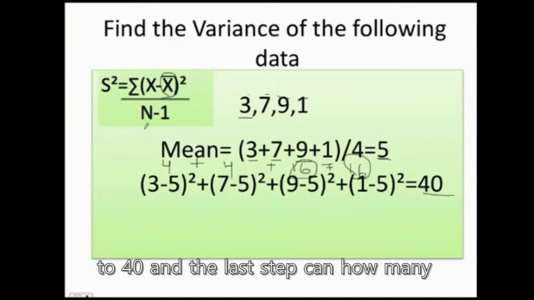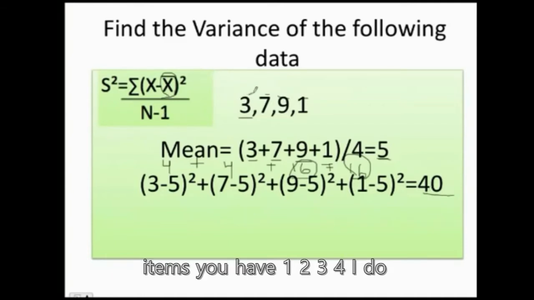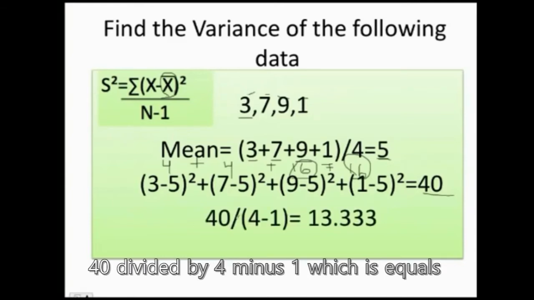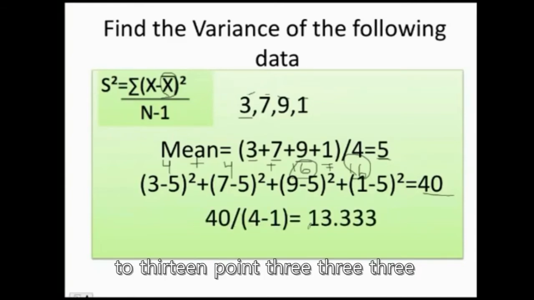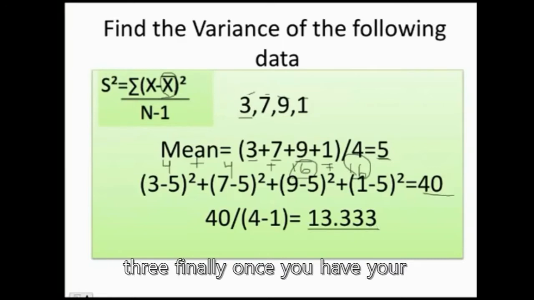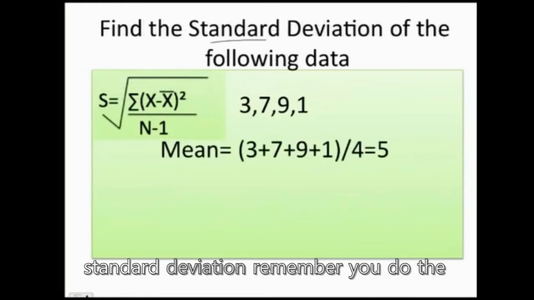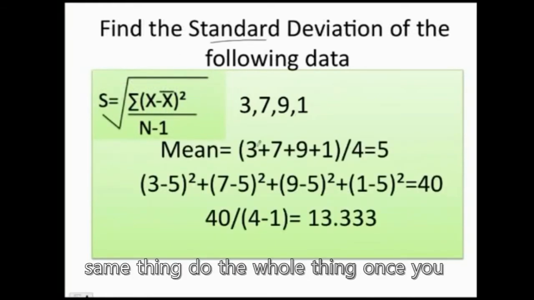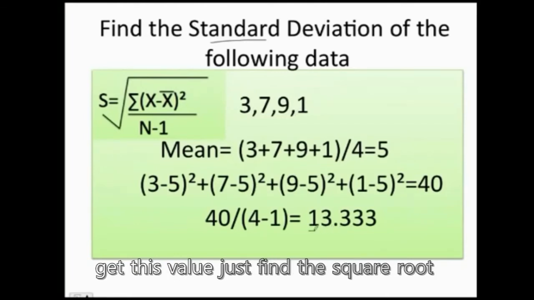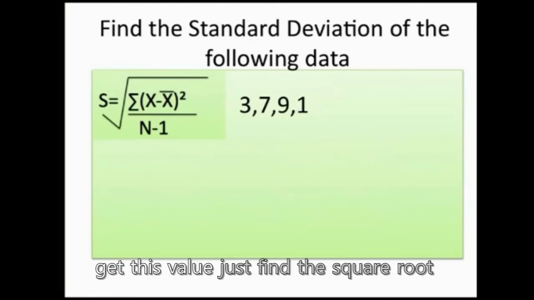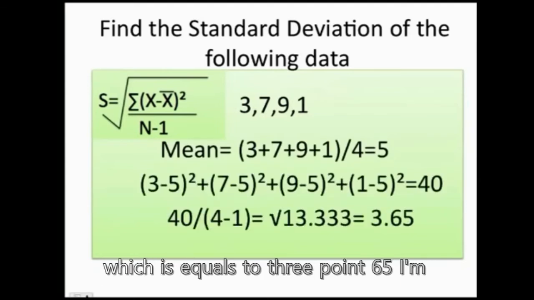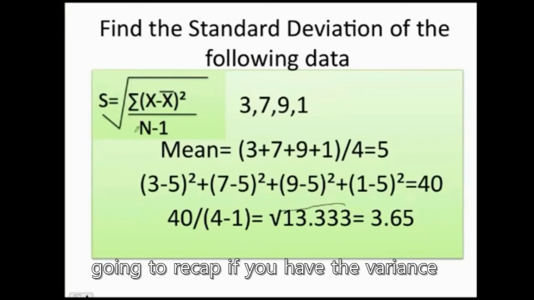And the last step, count how many items you have. 1, 2, 3, 4. I do 40 divided by 4 minus 1, which equals 13.3333. Finally, once you have your variance, in order to figure out your standard deviation, remember, you do the same thing. Do the whole thing. Once you get this value, just find the square root, which equals 3.65.